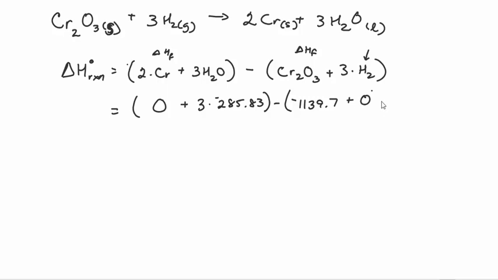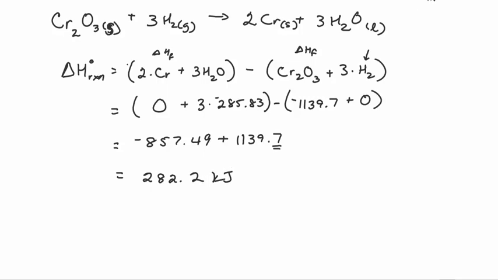So when I work this through, I'm subtracting a negative, so I'm adding 1139.7. Now, because we only go to the 10th place here, our answer can only be in the 10th place, so I have 282.2 kilojoules. This is an endothermic reaction. It is endothermic because the delta H of the reaction is positive.